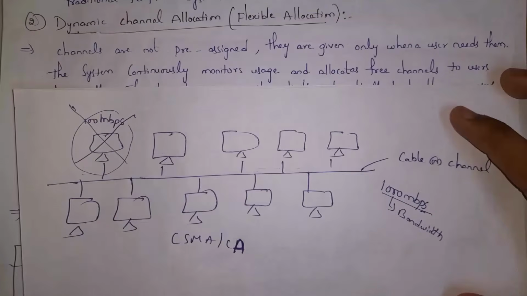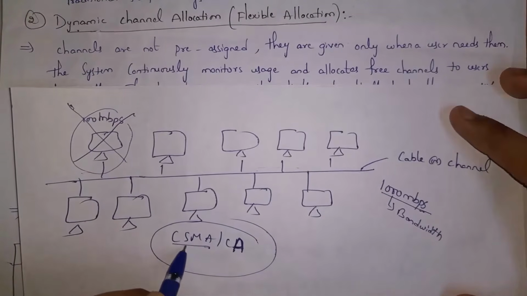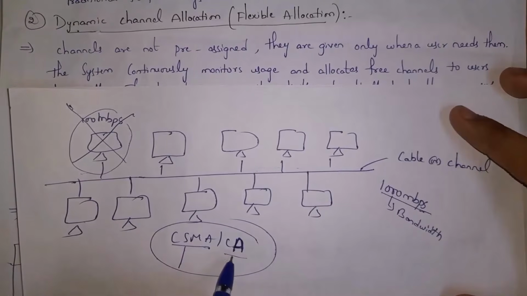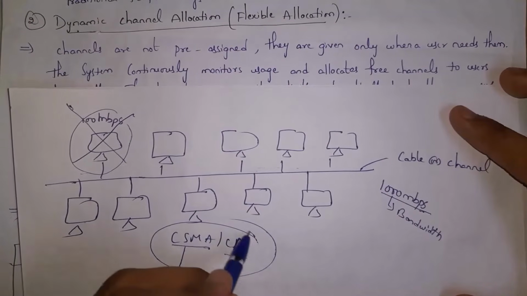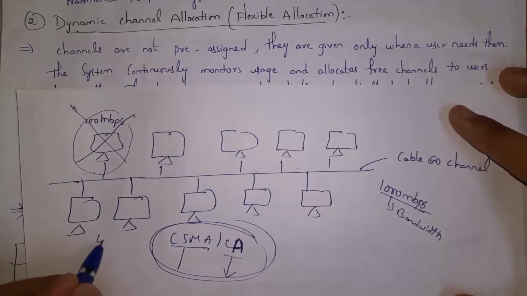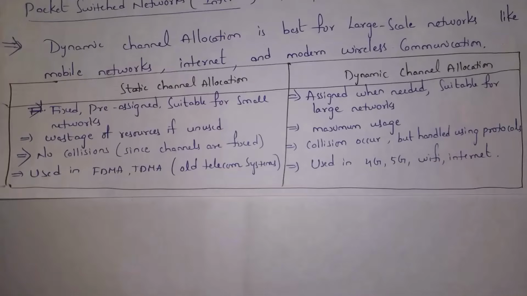Dynamic channel allocation is used by the CSMA/CA protocol, where CSMA stands for carrier sense multiple access and CA stands for collision avoidance. This protocol uses dynamic channel allocation. If you consider present 4G and 5G networks, these networks are using dynamic channel allocation. So dynamic channel allocation is suitable for larger networks like mobile networks, the internet, and modern wireless communications.